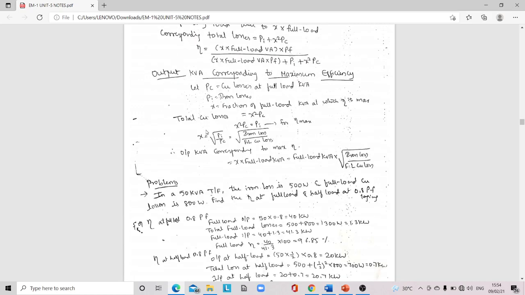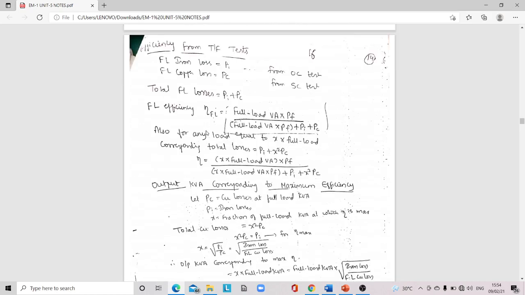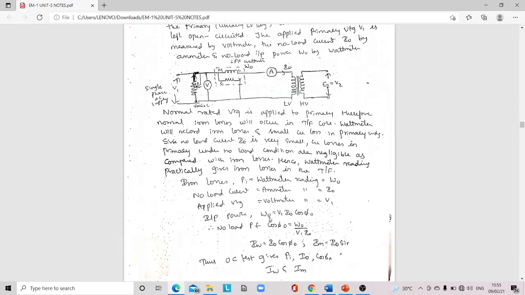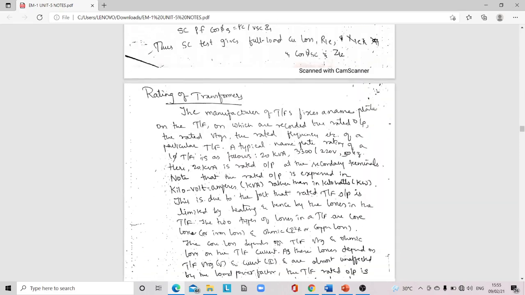Now if you have to calculate efficiency at any load, multiply the full load VA by X, in the numerator and the denominator also. Iron losses are constant losses, so keep them as they are. Multiply copper losses by X square. As we can see here, X into full load VA into power factor by X into full load VA into power factor plus Pi plus X square Pc. So efficiency at any load can be calculated with the help of this formula. Then we have seen OC and SC test on transformer.